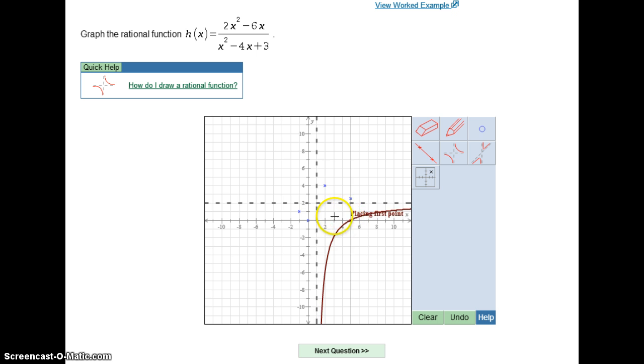Now when I bring my cursor back, I just line it up with one of the points that I have and click, and so then it graphs that half. I line it up with another point that I have, and click, and it graphs that half.